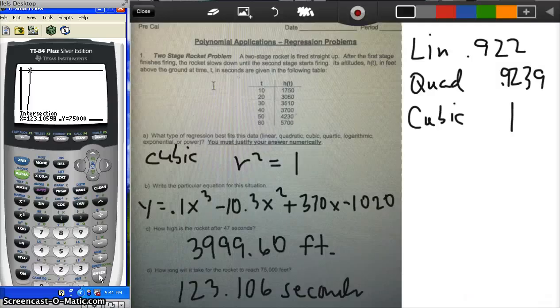And that, in a nutshell, is how to find a regression equation. As long as they give you the table you're looking for, which function gives you an r squared value closest to 1, and that's the one you would use for your regression equation.